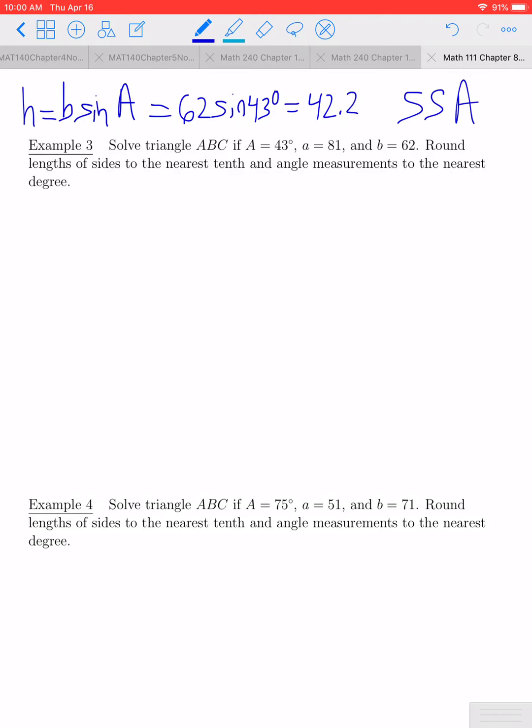To start the problem, what we should do is calculate that value of h to see how a compares to h. h is equal to b times the sine of angle A, which is 62 times the sine of 43 degrees, which is equal to 42.2. If we compare, we see that a, which has a length of 81, is bigger than h, and a, which is 81, also happens to be greater than b. So this is the case where we will get one triangle. So this particular problem does have a solution. There's going to be one triangle, and that one triangle is going to be unique.